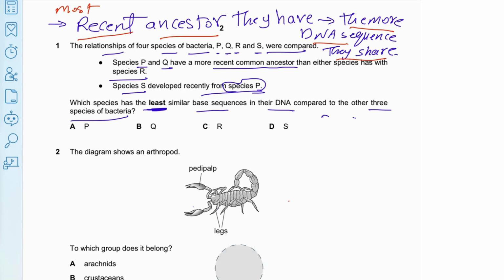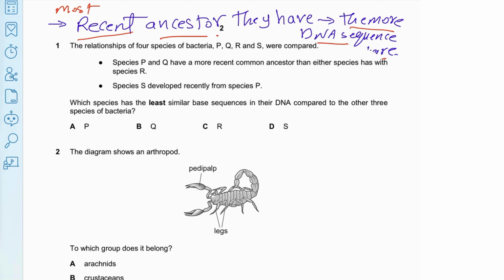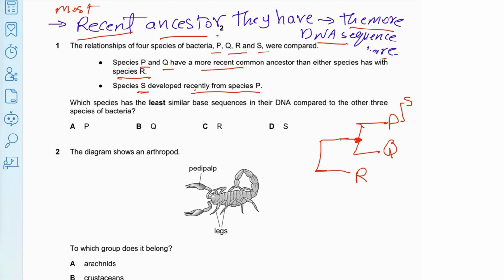Our question says what? Look and read it with me. We have four species, P, Q, R and S. Species P and Q have a more recent common ancestor. So if we're going to draw the cladogram, this is called a cladogram. So P and Q are sharing a more recent common ancestor than who? Than R. So here comes R. Species S developed recently from species P. So let's say that this is S. So this is how it works.